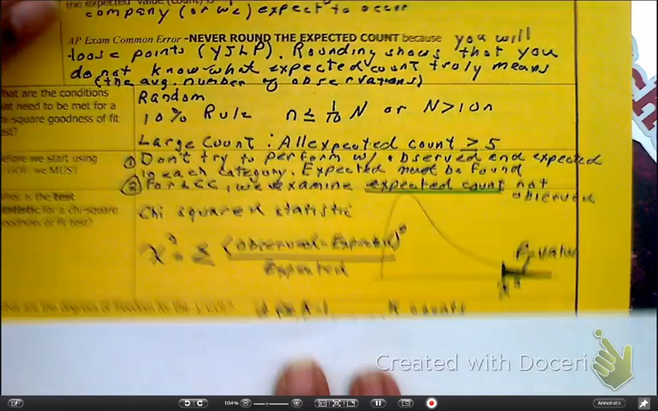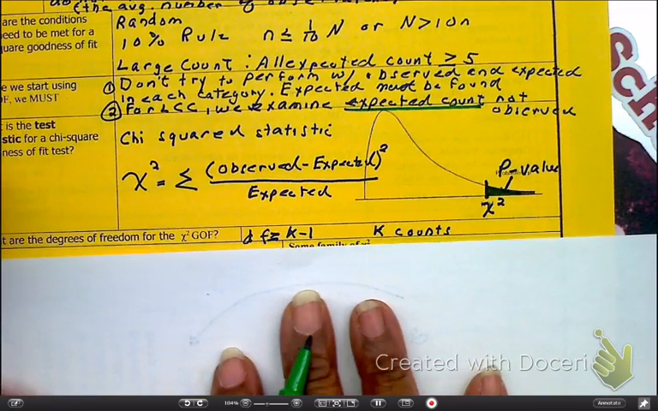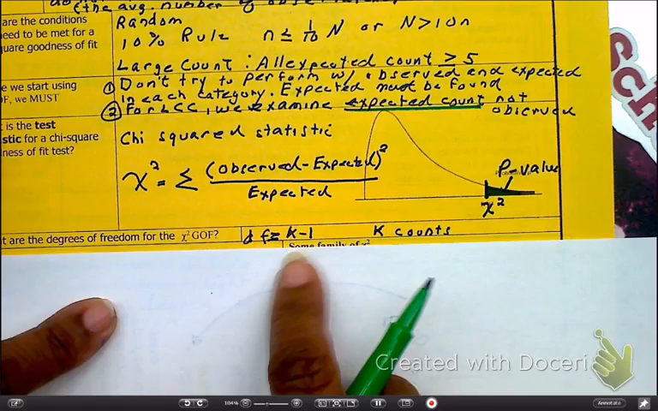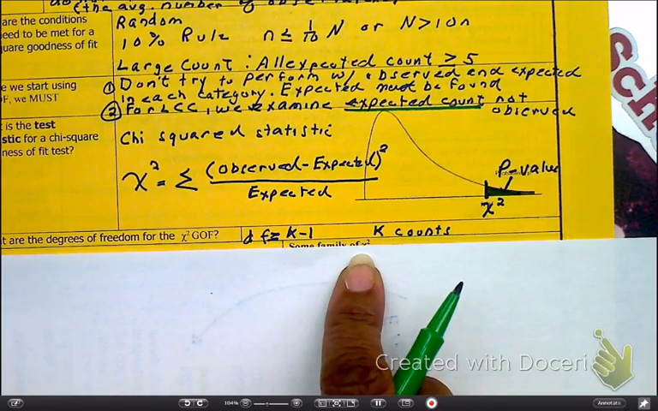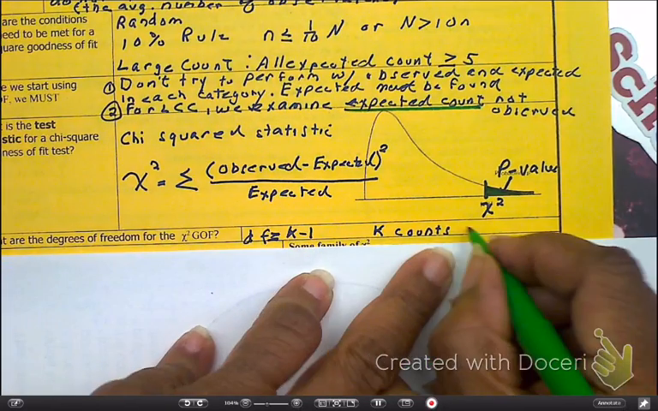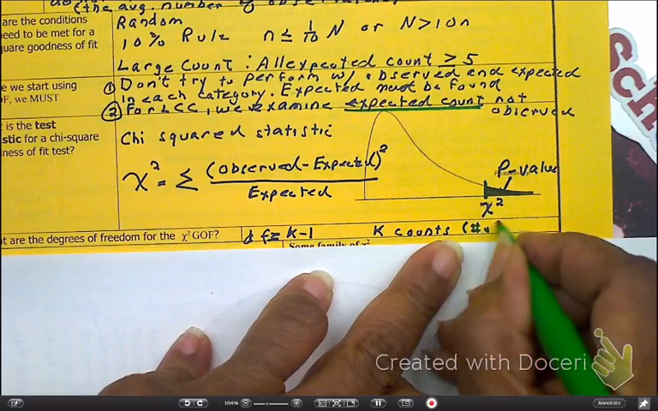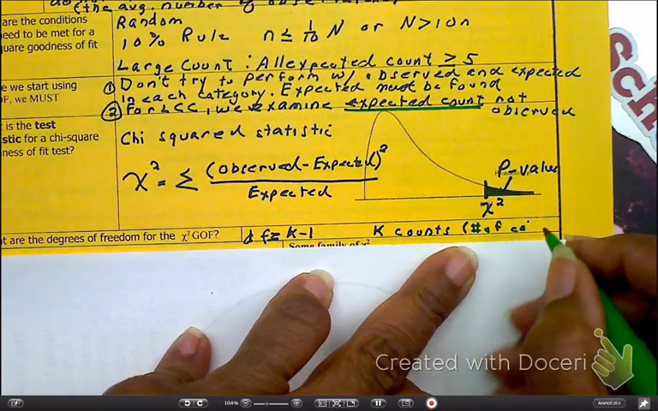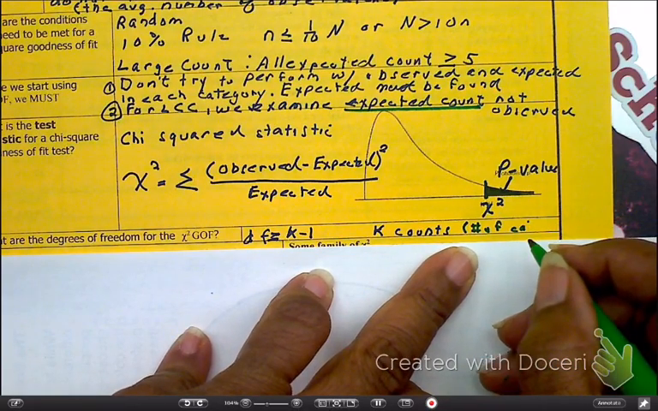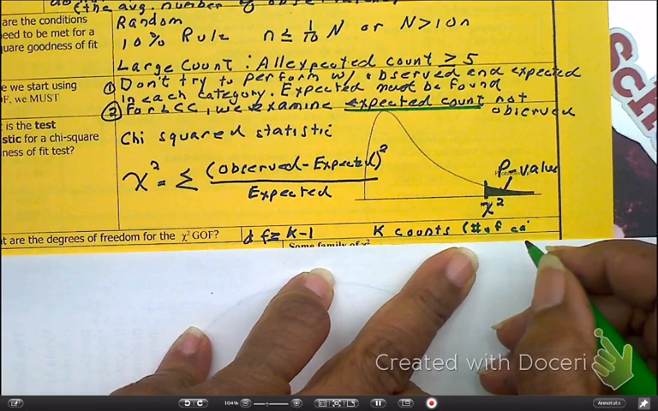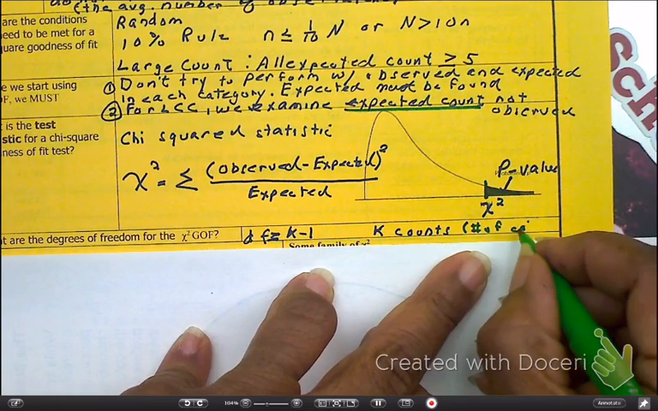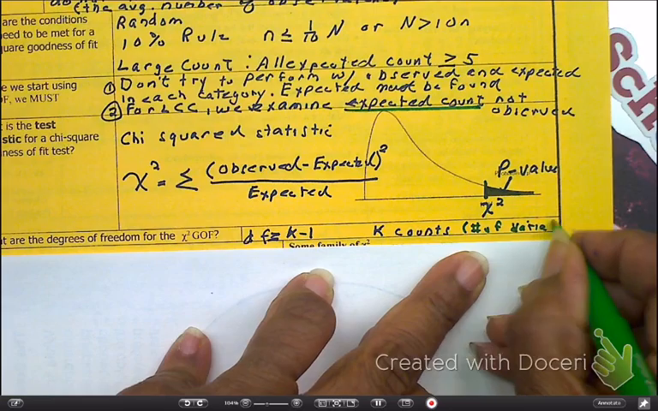Just like a t, we have degrees of freedom, and the degrees of freedom is k minus 1, in which k is the number of variables inside the category.